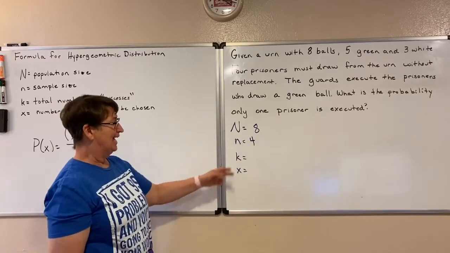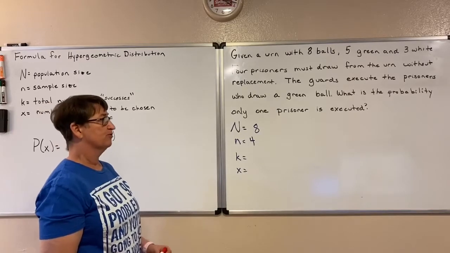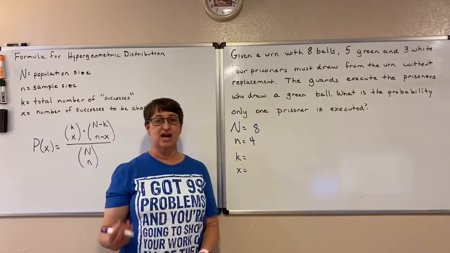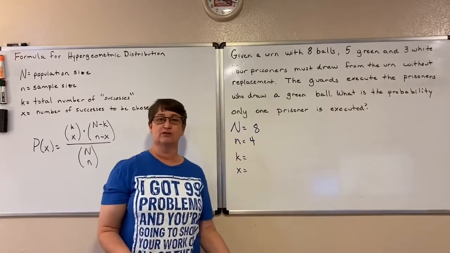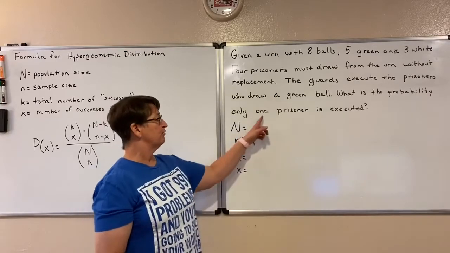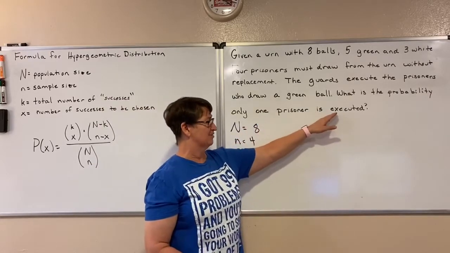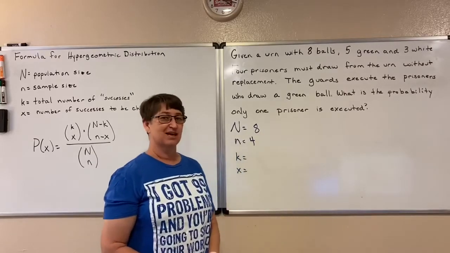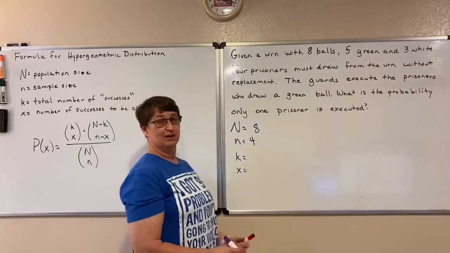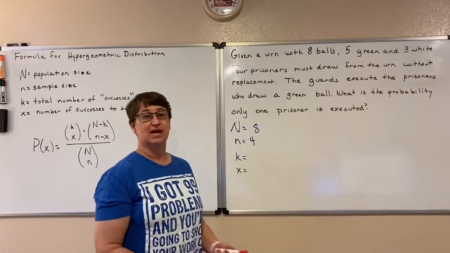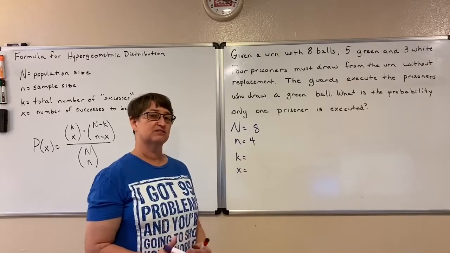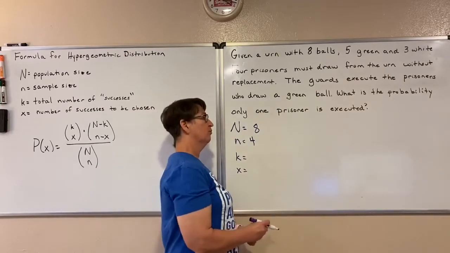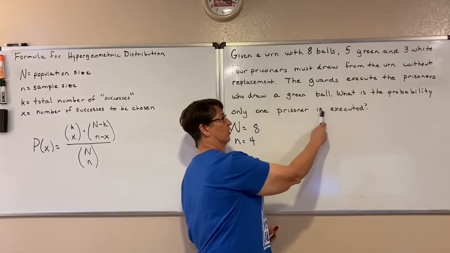Then my K is the total number of successes. So here I have to decide what is my success and what is my failure. I'm looking for 1 prisoner to be executed. So my execution there is going to be my success. That's what I'm looking for. I know it seems a little morbid, but that's how it sometimes works. Our successes sometimes are kind of morbid there. So that's just what we're looking for.